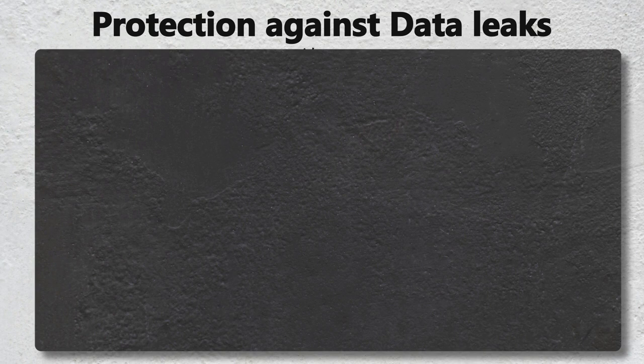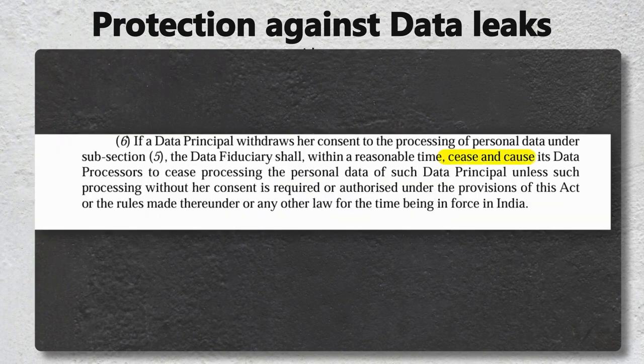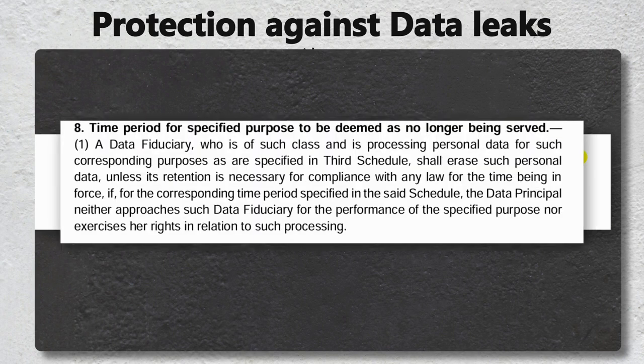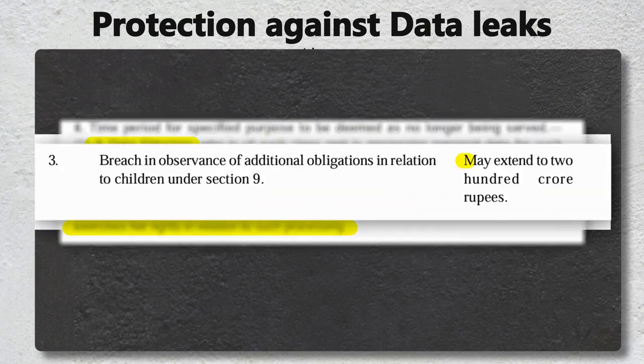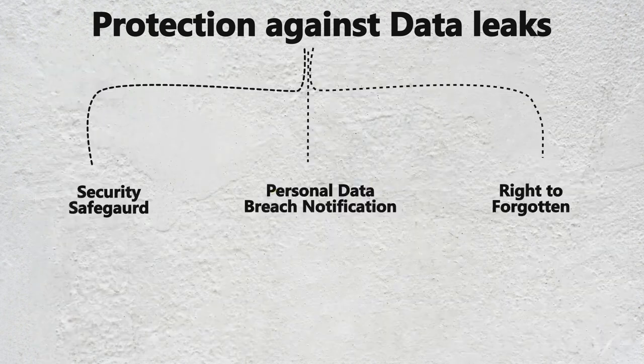Under right to be forgotten, companies are required to erase personal data when it is no longer needed for its original purpose, ensuring that redundant data is not retained indefinitely. Additionally, the companies must delete your data once you have withdrawn your consent. Failure to comply with this rule can result in penalties up to 150 crores. The Act also empowers the Data Protection Board to inquire into data breaches and impose penalty for various violations of this Act.